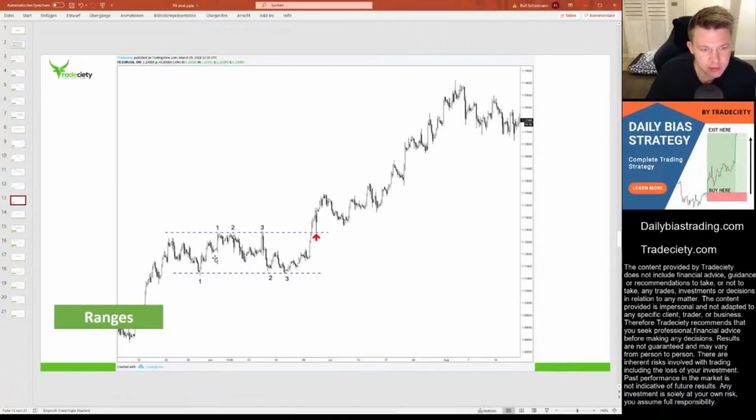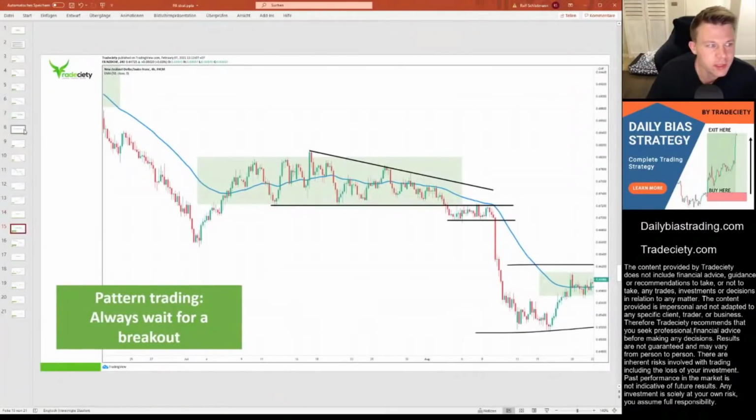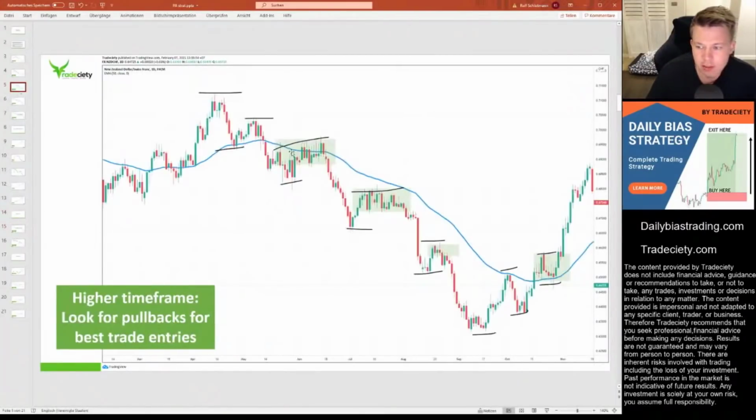Here we have a triple top and a triple bottom range market with a breakout. So back to our trading opportunities. Now we're looking at the second. So remember, this was the first one that we looked at. Now let's take a look at the second pullback.